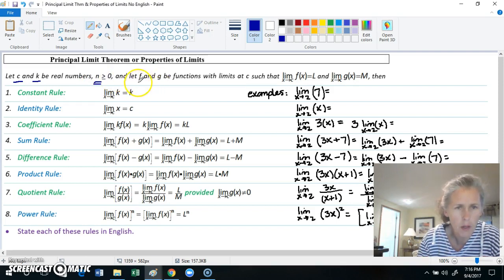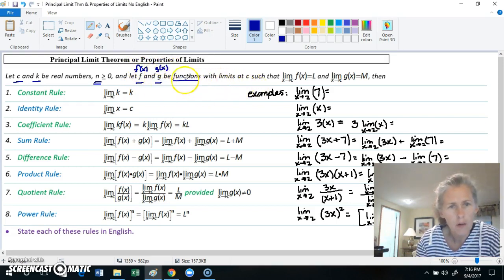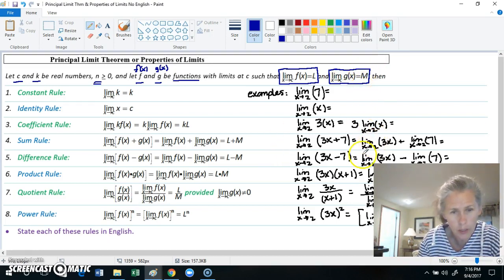Okay, hold that thought. Now we have f and g. F and g are functions. So that's like f of x and g of x. Okay, these functions have limits as x approaches c. So we're going to say the limit as x approaches c on the function f of x is some value L. The limit as x approaches c on the function g of x is some value M. Okay, let's put all this together and then we're going to do some examples along with it so you can see how they actually work.